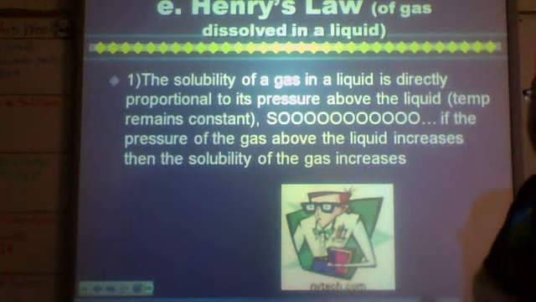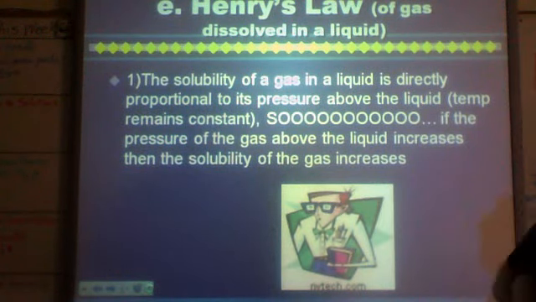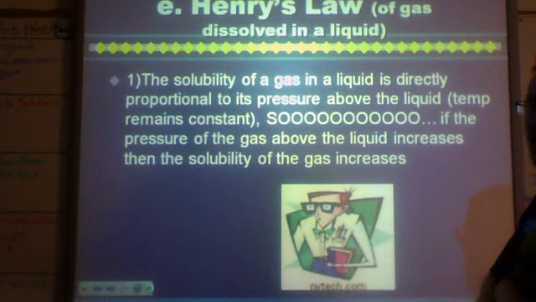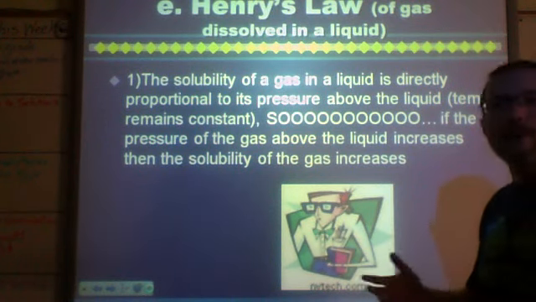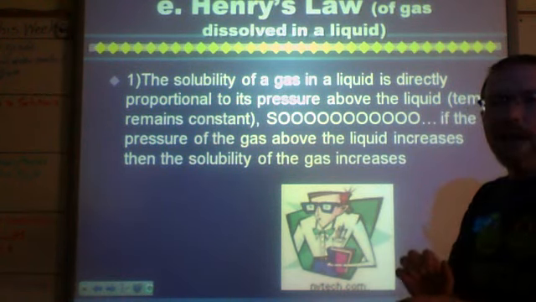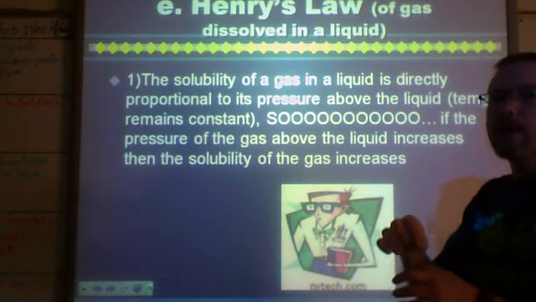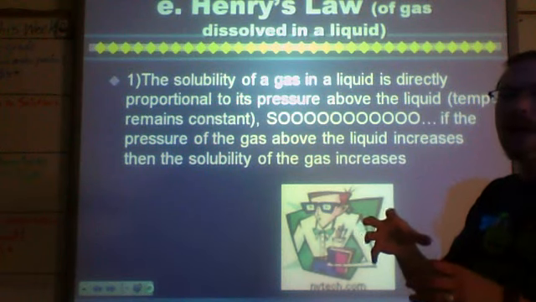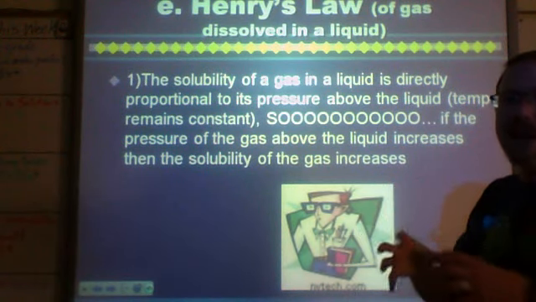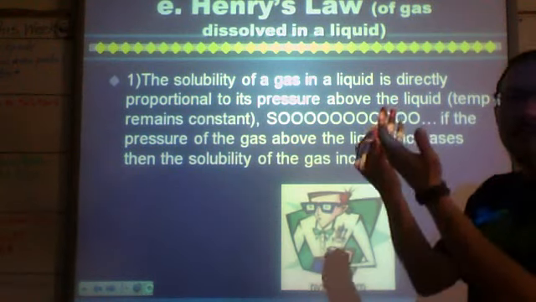I have something here called Henry's Law. And basically, Henry's Law says that if you increase the pressure over a liquid, you increase that gas's solubility. If you decrease the pressure over that liquid, then you decrease that gas's solubility. Again, think about soda. If you open the bottle on a soda, you're decreasing the pressure, and so that decreases how much gas can stay dissolved, and the gas bubbles up out.